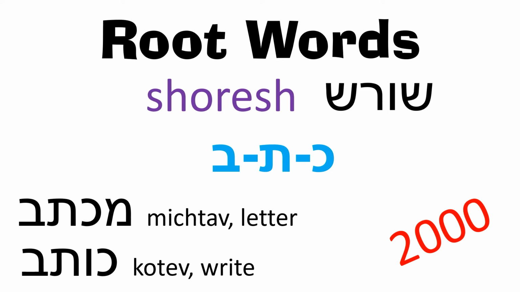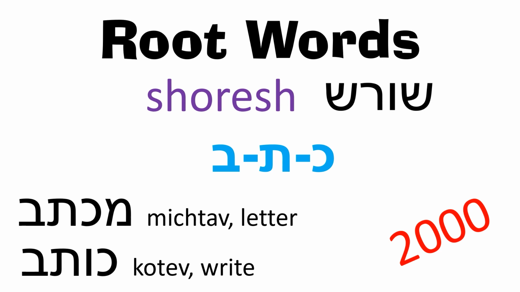And it does. But this is the noun, which means a letter. A letter has to do with writing, right? Yes, it does. So we know that it has something to do with writing, and it means a letter. Here we have the word kotev, which means he writes. And so we see that both words have to do with writing, and that helps us to understand the meaning.